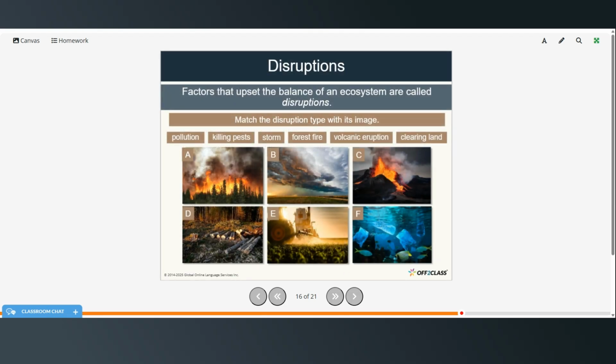Now, factors that upset the balance of an ecosystem are called disruptions. So match the disruption type with its image. So let's see. A storm would be picture B. A forest fire, picture A. A volcanic eruption, picture C. Clearing land, picture D. Killing pests, picture E, and pollution, picture F.